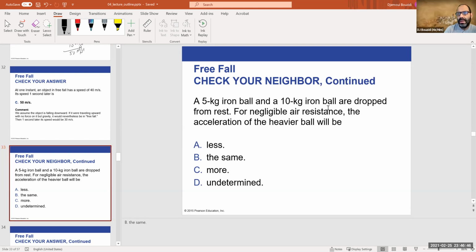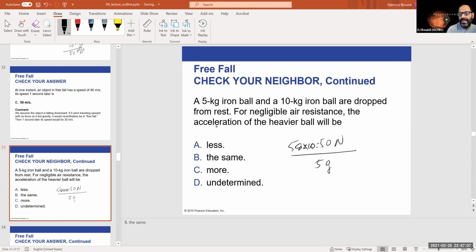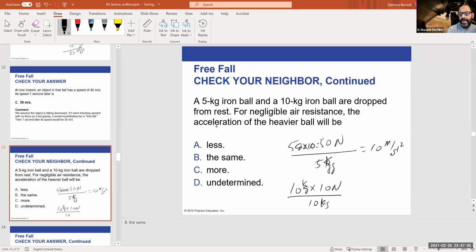A 5 kilogram iron ball and a 10 kilogram ball are dropped from rest. For negligible air resistance, the acceleration of the heavier ball will be the same, because a 5 kilogram ball weighs 50 newtons, since 5 times 10 is 50 newtons. When you divide it by its mass of 5 kilograms, you end up with 10 meters per second squared. Whereas a 10 kilogram ball will weigh 100 newtons. When you divide it by its mass of 10 kilograms, 100 divided by 10 is still 10. So both of them end up with the same acceleration because both are in free fall. Their acceleration is the same.